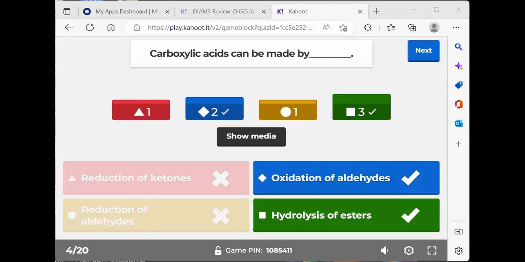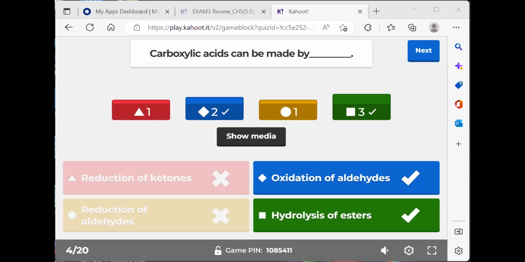Great. So as you can see, the two ways to create carboxylic acids that we have in those reactions are oxidation of aldehydes and also hydrolysis of esters. There's one more. What would be the other way that we can make a carboxylic acid based on the reactions that we have talked about so far?